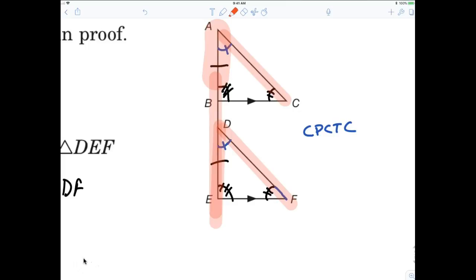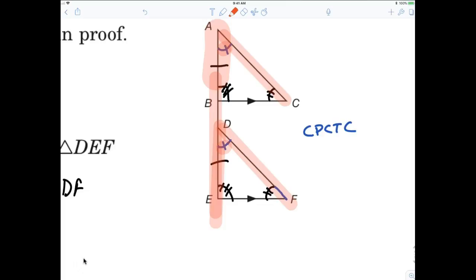Now we have the transversal formed by the angles. These angles right here are now the corresponding angles. So you would say that CAB is congruent to FDE by CPCTC. Then you would say that AC is parallel to DF, because if two lines are cut by a transversal, by the converse of the corresponding angles postulate, not the theorem.